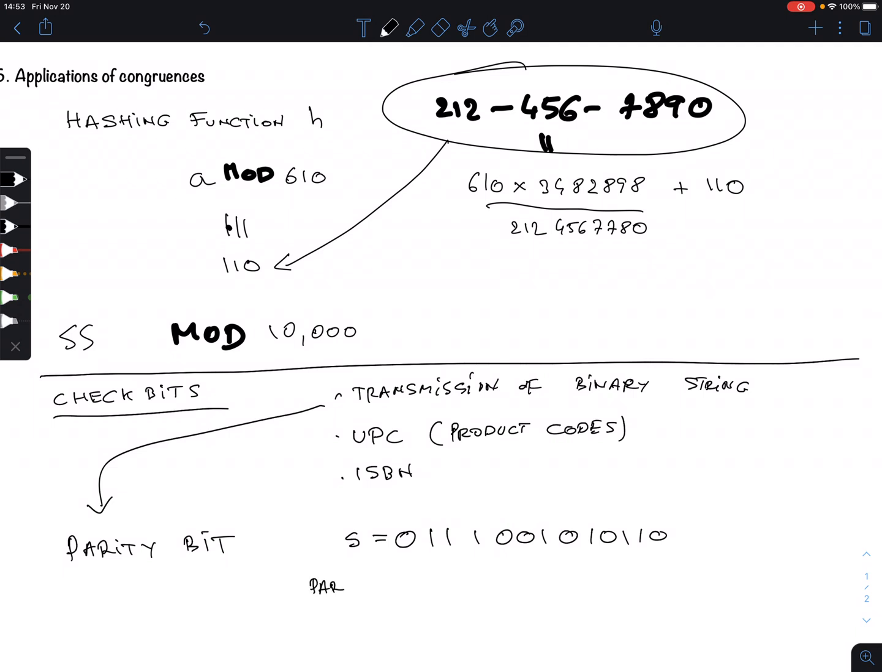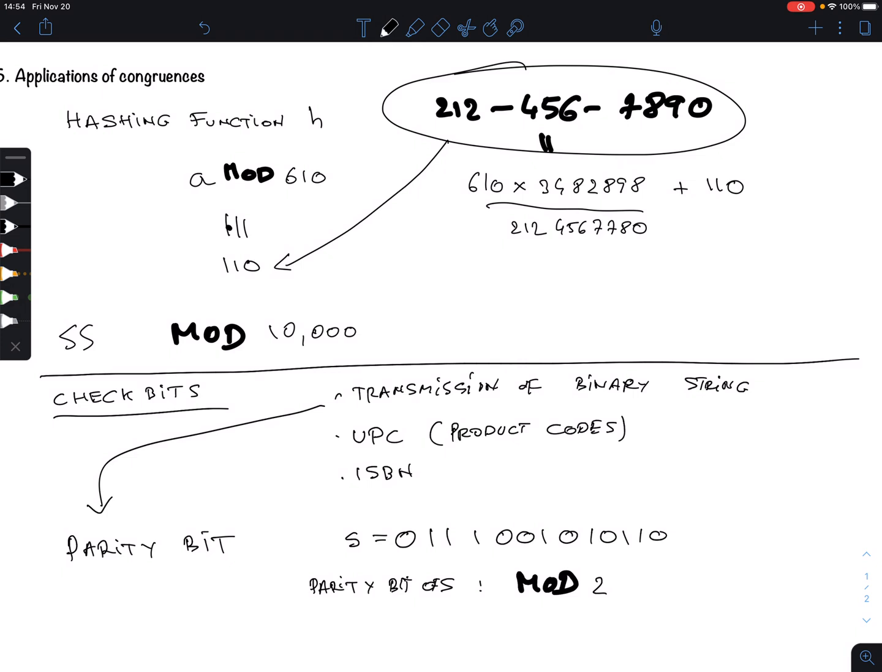So the parity bit of S, what do we do? Well, we just calculate this number mod 2. So this is just the mod 2 value of, if you want, we hash, the hash function mod 2. But if you think mod 2, what does that mean? There's only 0 and 1. If the remainder is 0, then you're even. If it's 1, then you're odd.